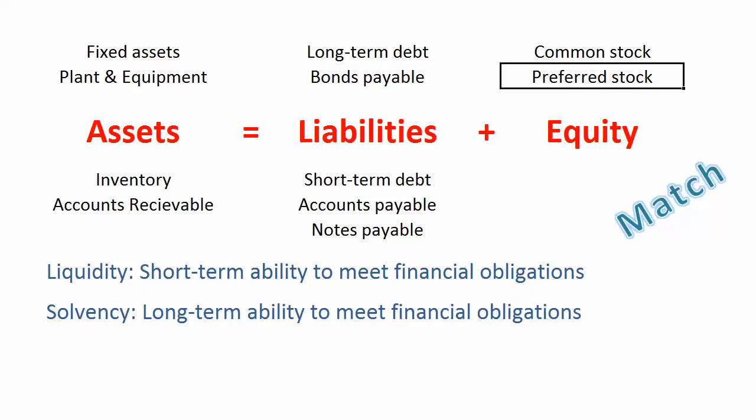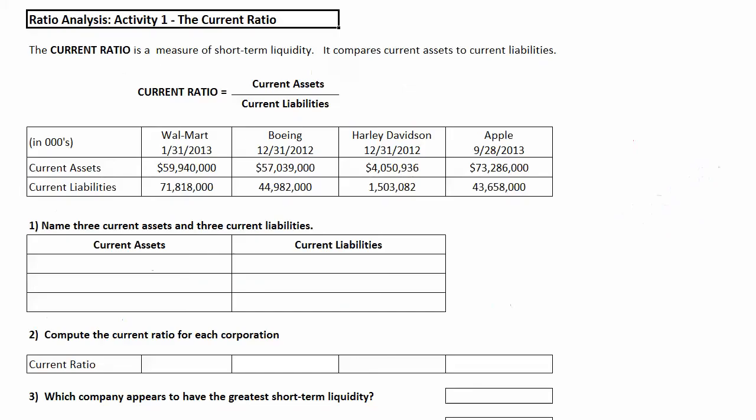We're now going to look at activities 1 and 2, which examine the short-term ability of a firm to meet its financial obligations, its liquidity, and activity 2, which looks at its longer-term ability or its solvency. The current ratio helps us assess a firm's short-term liquidity. It compares a firm's current assets to its current liabilities.